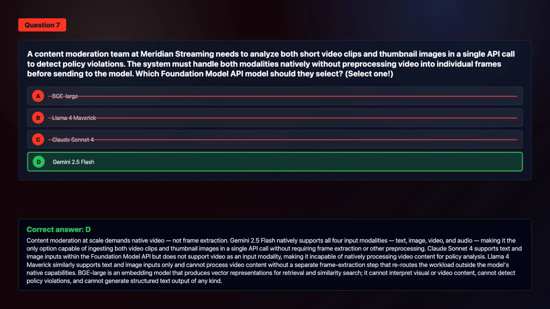Claude's Sonnet 4 supports text and image inputs within the Foundation Model API, but does not support video as an input modality, making it incapable of natively processing video content for policy analysis. Llama 4 Maverick similarly supports text and image inputs only, and cannot process video content without a separate frame extraction step that reroutes the workload outside the model's native capabilities. BGE Large is an embedding model that produces vector representations for retrieval and similarity search. It cannot interpret visual or video content, cannot detect policy violations, and cannot generate structured text output of any kind.